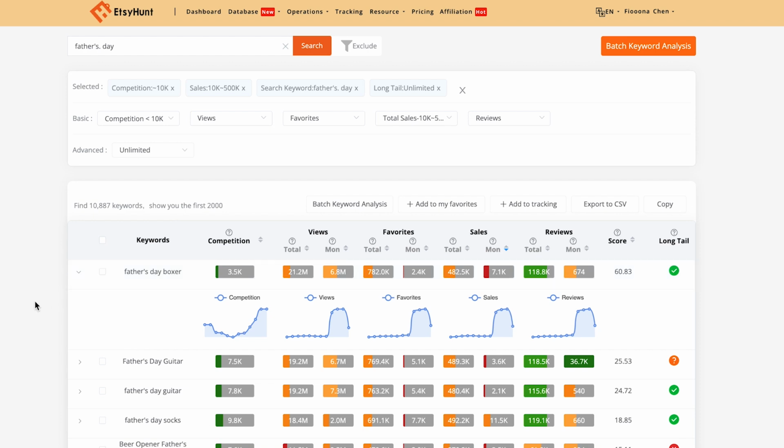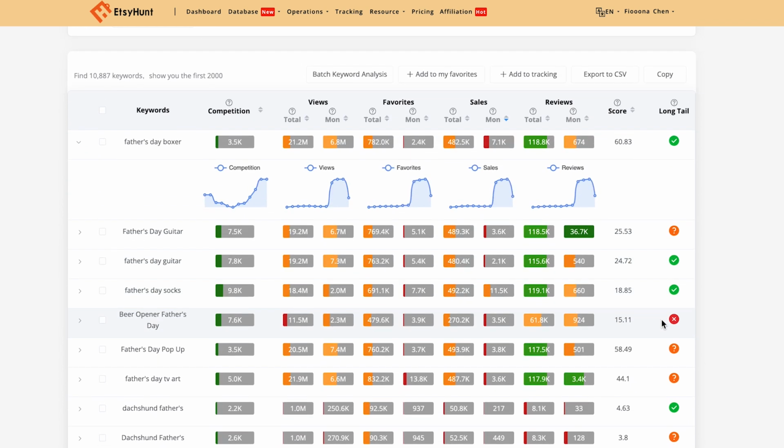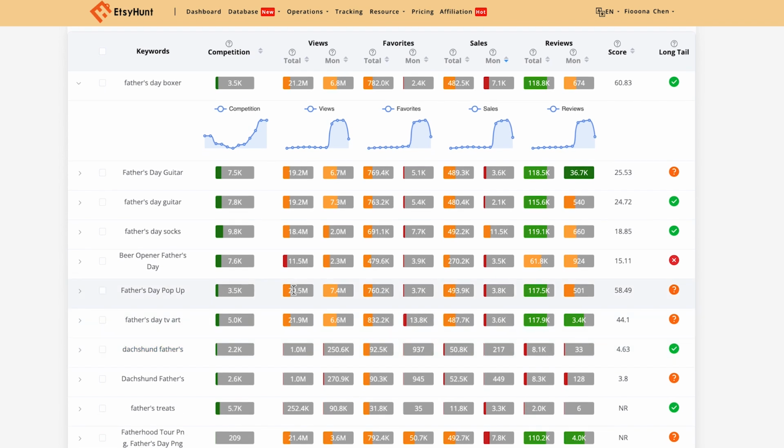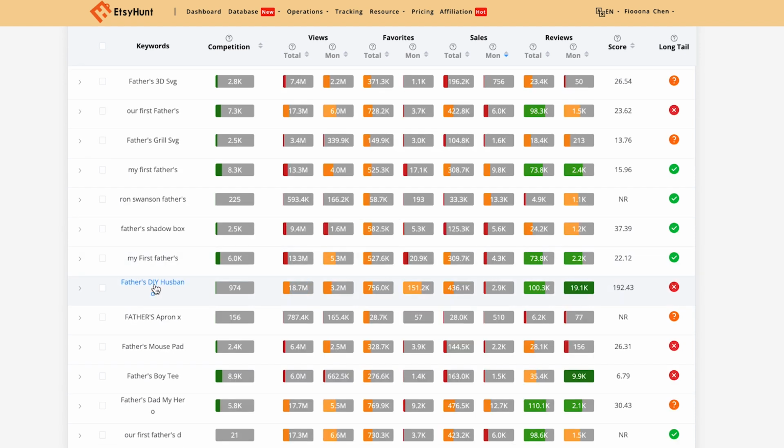For exploring seasonal and holiday keywords, you can directly search for related terms and filter for competition levels of 0 to 10K and sales of 10K to 500K. For example, take the recent Father's Day. We can see that keywords like Father's Day boxer, Father's Day pop-up, and Father's DIY husband have relatively low competition, high total sales, and high scores. These keywords would be suitable for use.